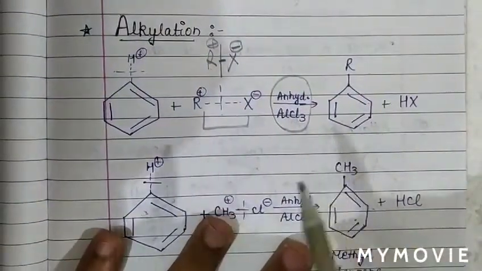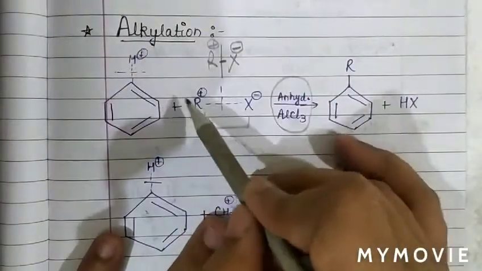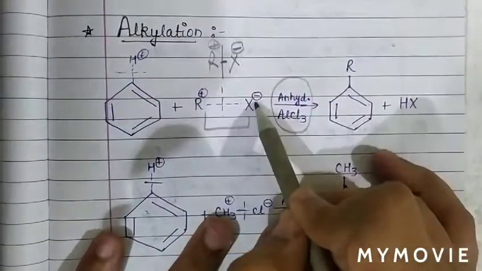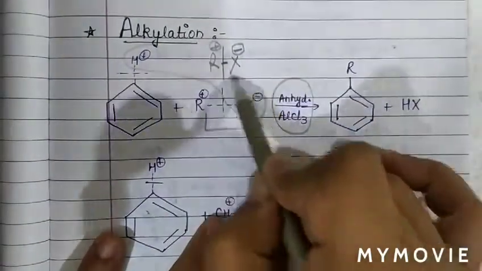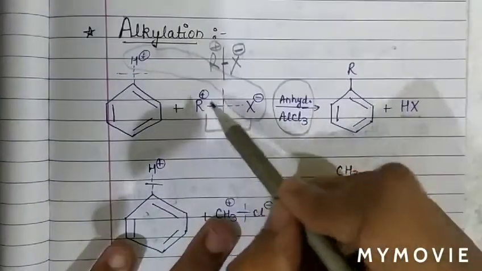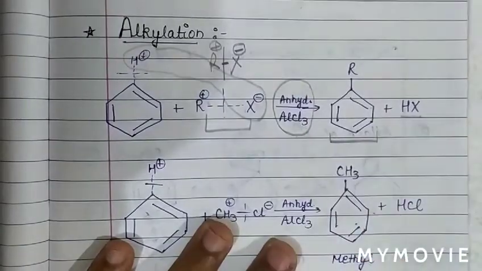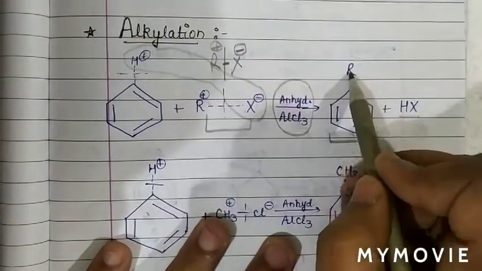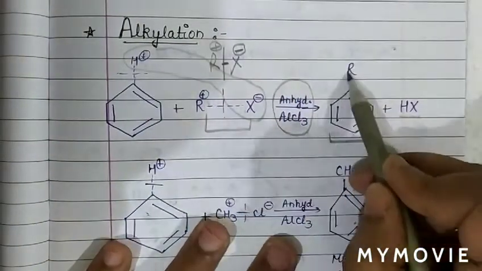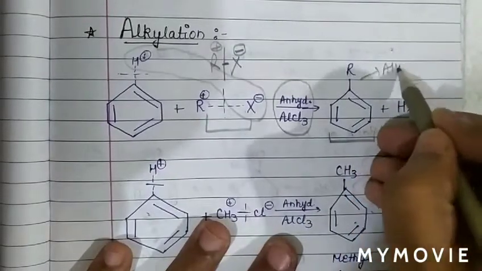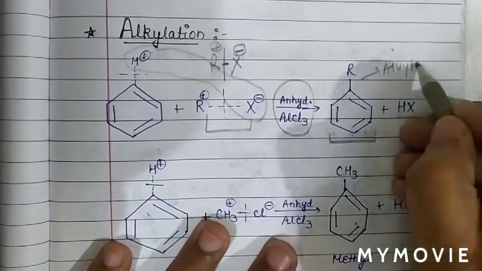Now this hydrogen will combine with X and form HX. HX is removed and this alkyl will attack on the benzene ring. It forms alkyl benzene because the electrophile part R positive attacks the benzene ring, and this we call the alkylation reaction.